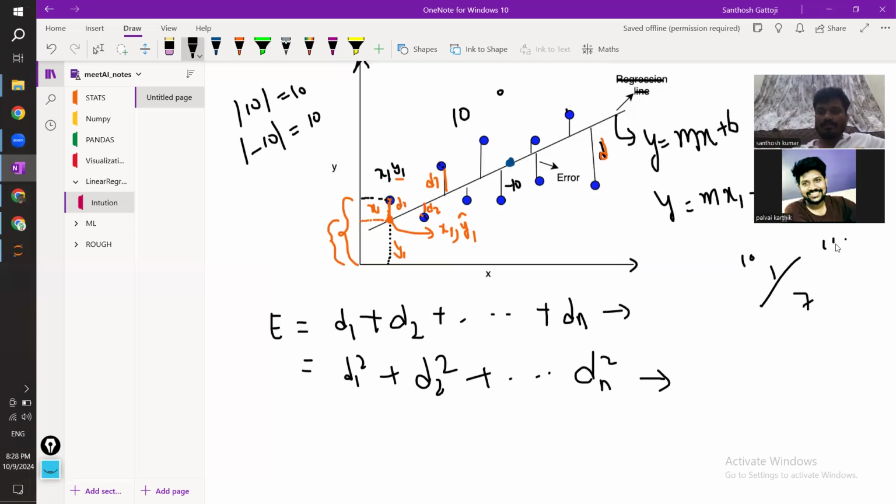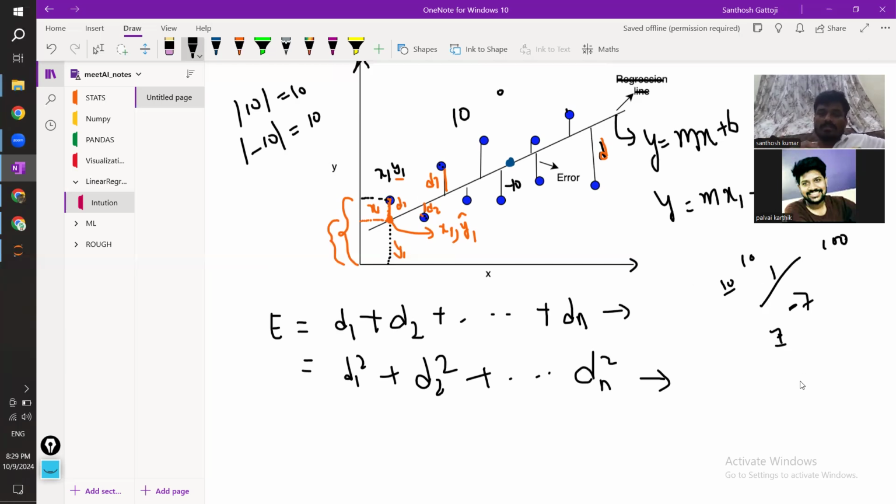Now, let's say you are doing mod. Below you have -7, above you have 10. If you use mod, 10 will become 10, and -7 will become 7. So if you add, it will become 17. But if you see, the distances are not small, we have good distances, 10 and 7. But if you're just doing the mod, you are taking the actual values. That means you are telling the line to do justice to these points also.